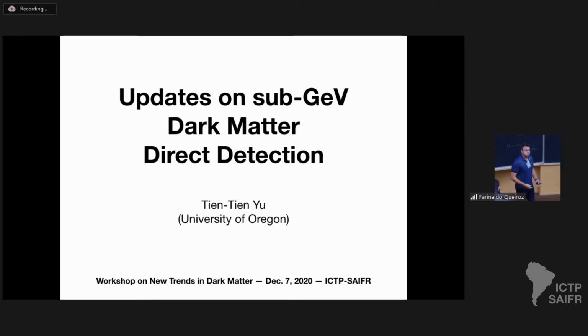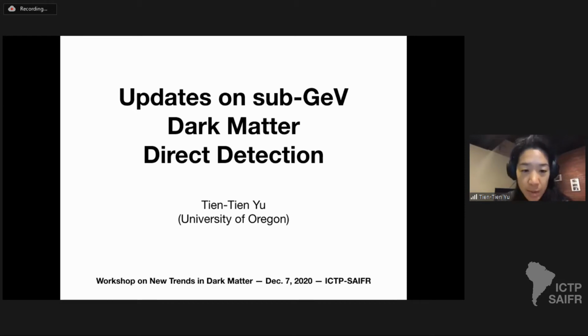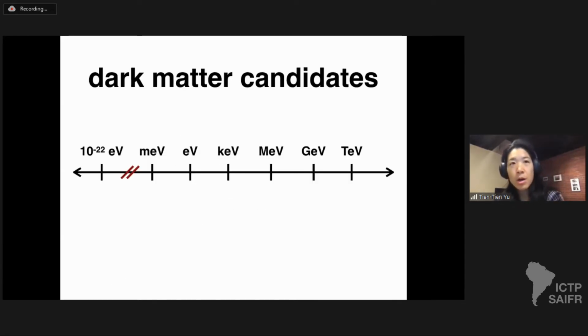Okay. Sorry. Great. Yeah, so I'm going to give an update on sub-GeV dark matter direct detection. And given that this is a workshop about new trends in dark matter, in particular sub-GeV dark matter, the goal of this is to give a flash overview of the work that's been done in the last few years in this arena.